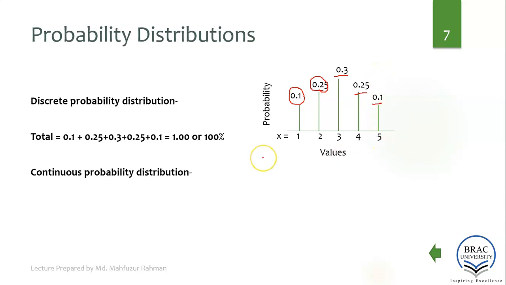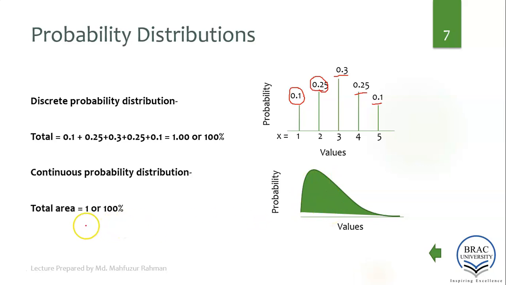But what about continuous probability distribution? They give us the area. Unlike the discrete probability distribution, they don't give us the height, they provide us the area, and we have to calculate the probability of this particular area. So that's the total area of a continuous probability distribution, and it must be equal to 1 or 100%.